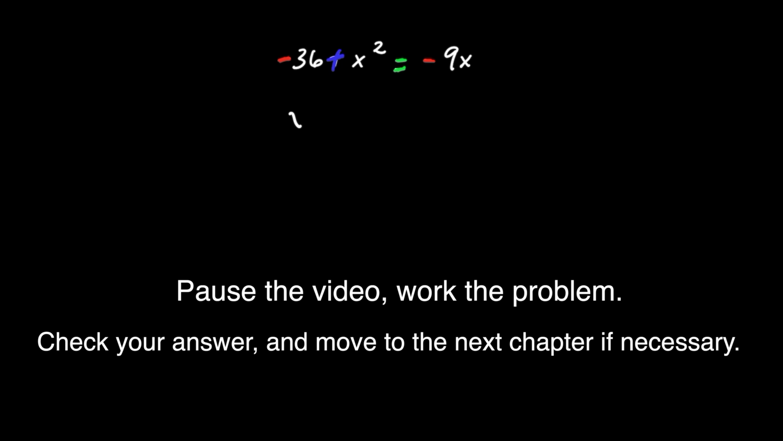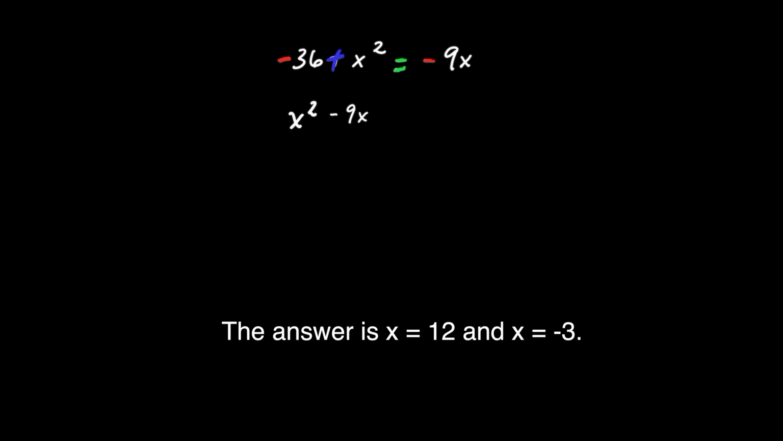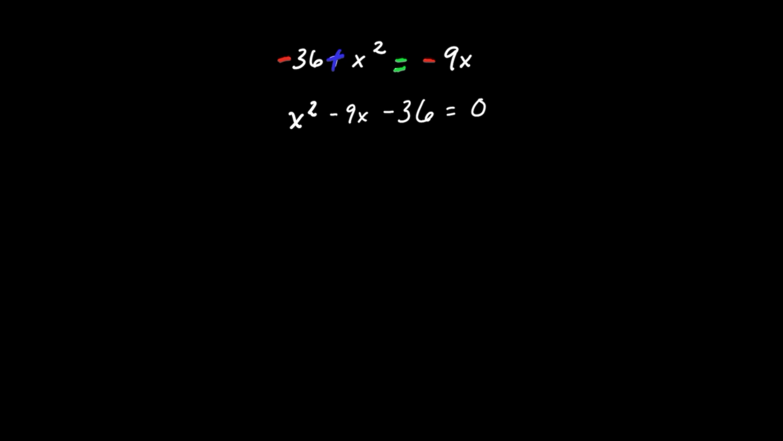Okay, so now we have the equation negative 36 plus x squared equals minus 9x. All right. So then we pull everything over to standard form and we have x squared minus 9x minus 36 equals 0. So we can go ahead and put our x's in each parentheses.